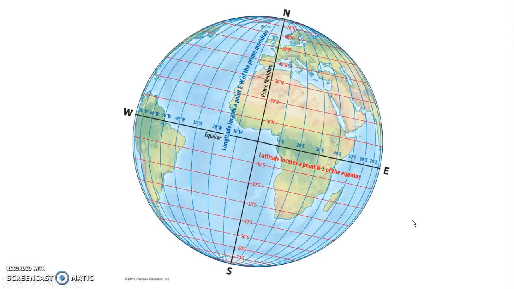Let's start talking about latitude, longitude. That's the coordinate system that we use to locate points or places on Earth. Notice there's two very important lines.